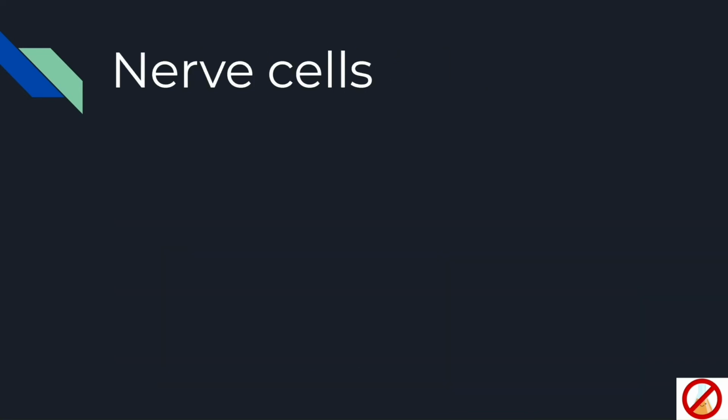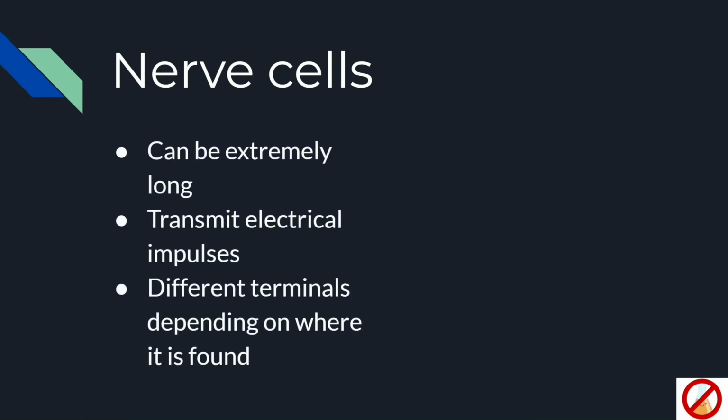Then we have the nerve cells, and these are extremely important for our body because they are responsible for all our senses and all our actions, and they can be extremely long sometimes. Their main role is to transmit electrical impulses, nerve impulses, so we can react to what's happening around us.